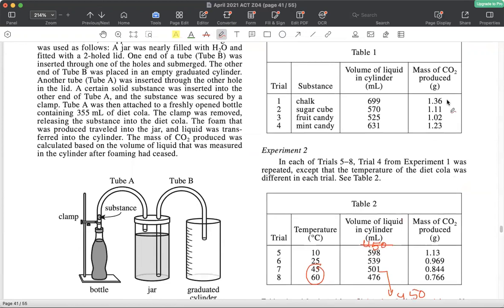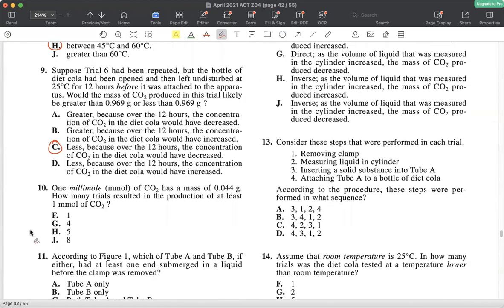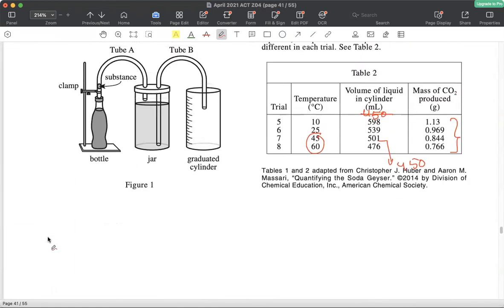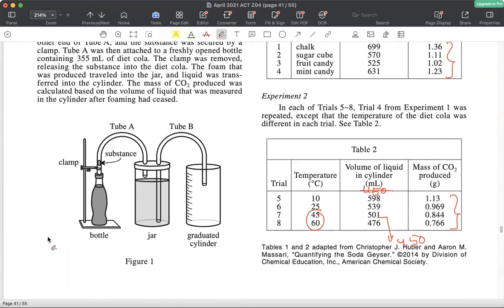So definitely all these, in fact, all of them, right? All of them have a mass greater than 0.044. So all 8 trials. Yeah. Because 1 millimole is 0.044 and all of them have a mass produced greater than 0.044.